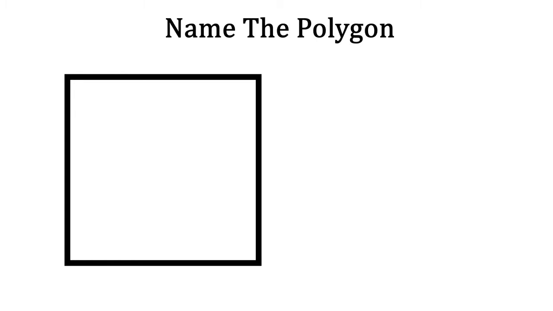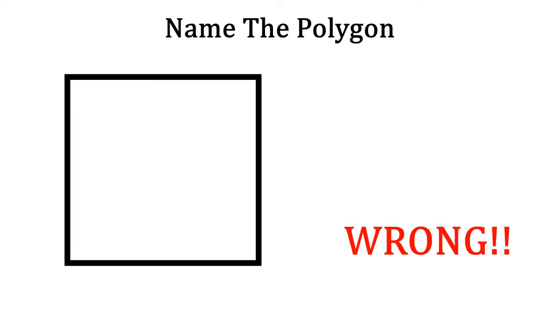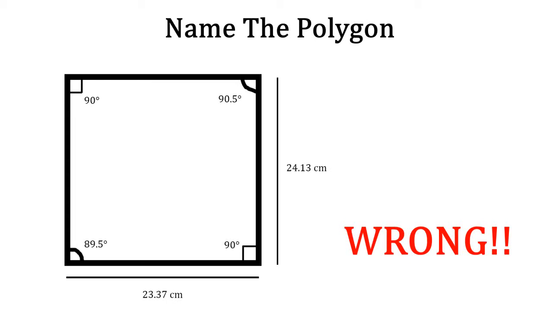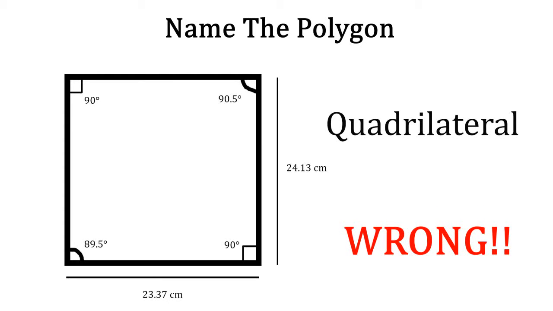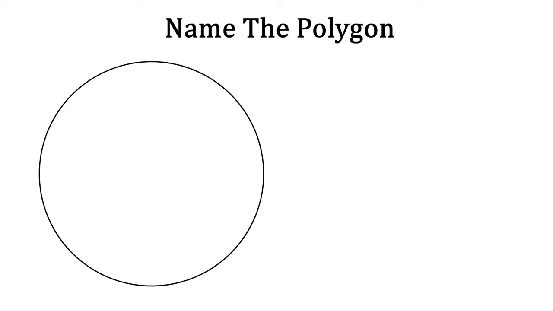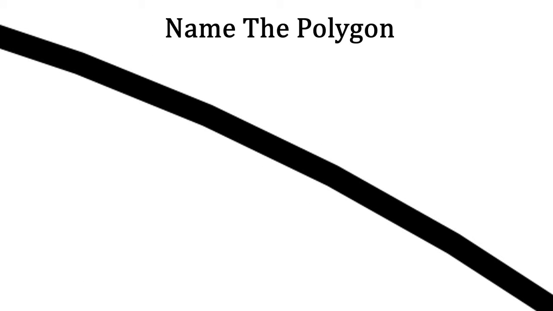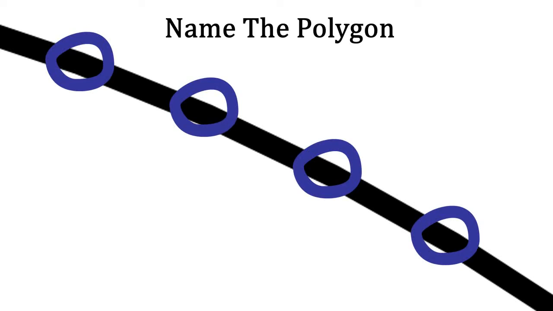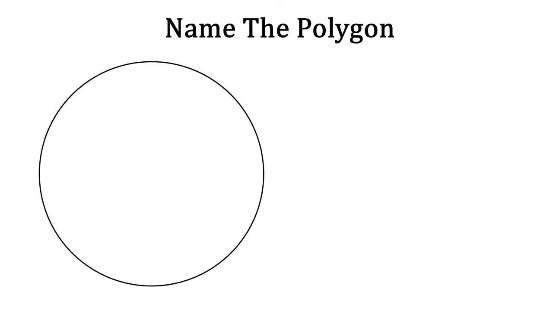If you think it is a square, then you are absolutely wrong, because you don't know what its dimensions are, so it would be better to say a quadrilateral. Now the last polygon. If you said circle, then this time also you're wrong. If you observe carefully, you will see that the figure has vertices, so it is clearly not a circle. So what shape is this?